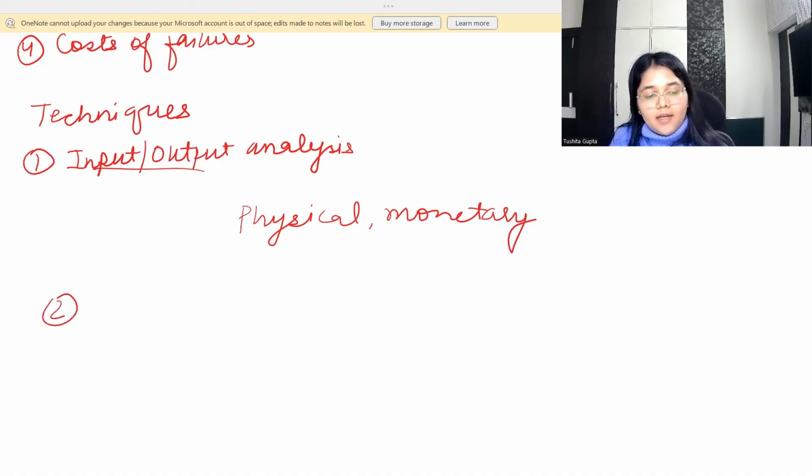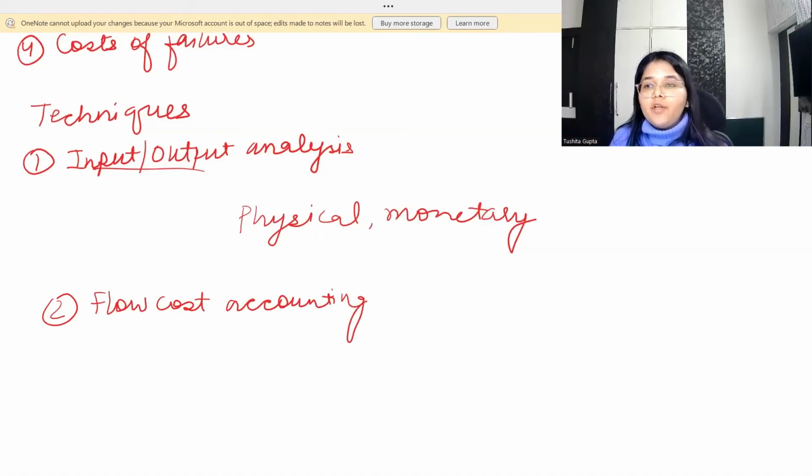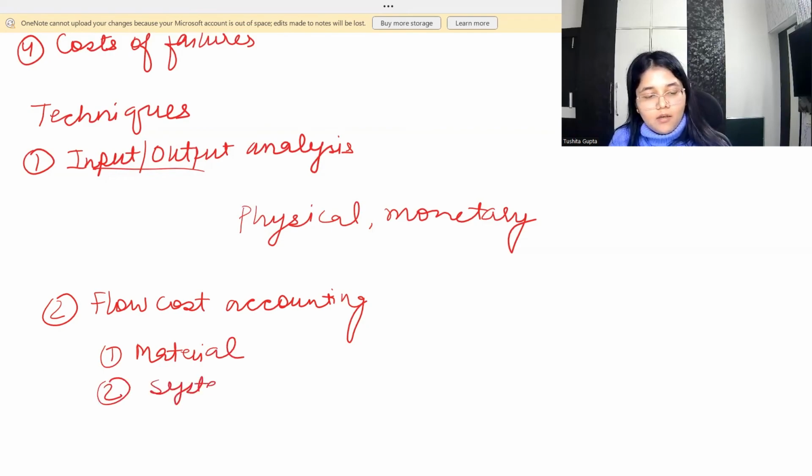Then another technique which exists under EMA is flow cost accounting. Under flow cost accounting, your material flows are going to be divided into 3 categories. The first category is going to be material. Second category is going to be system and delivery.